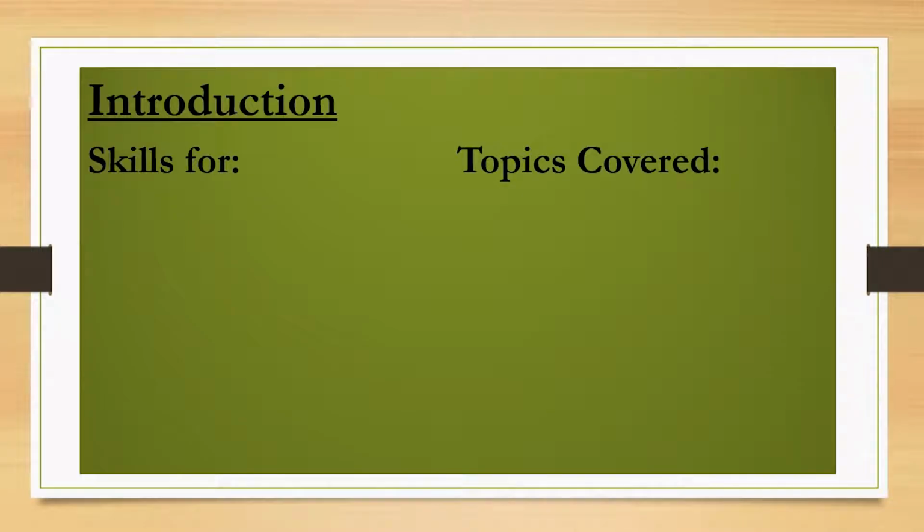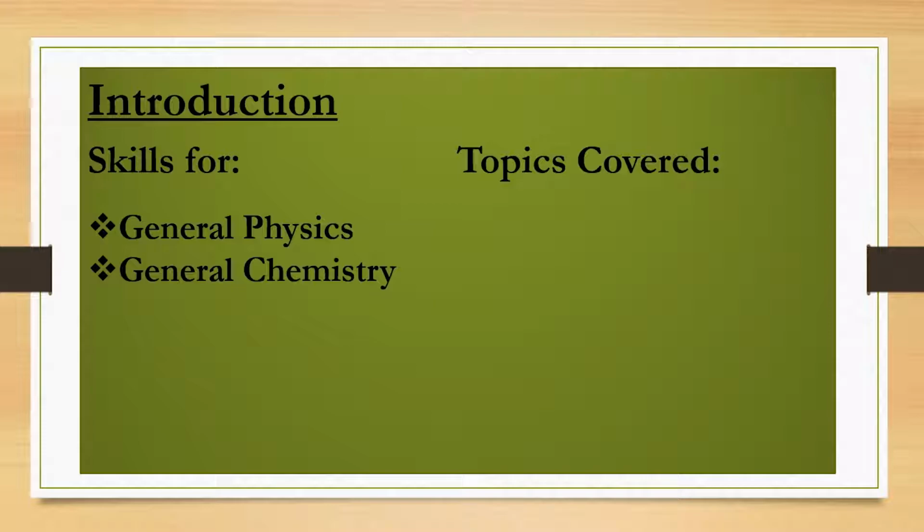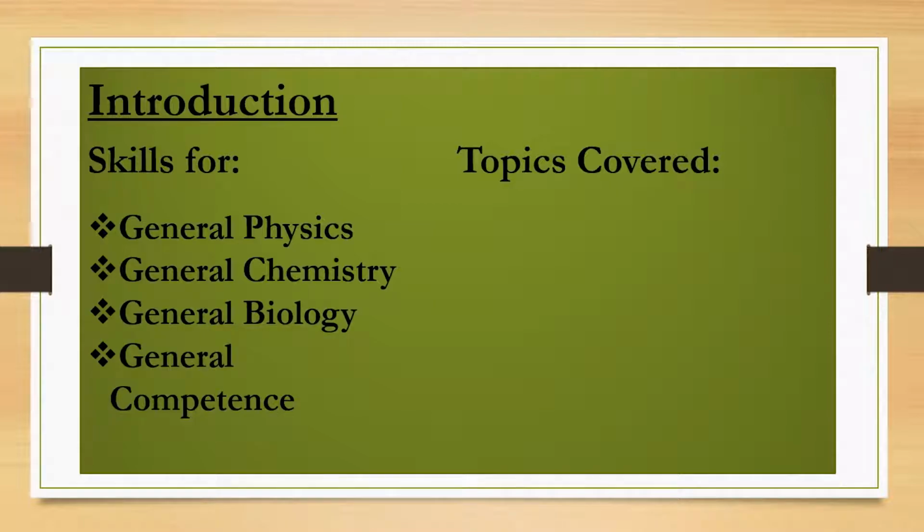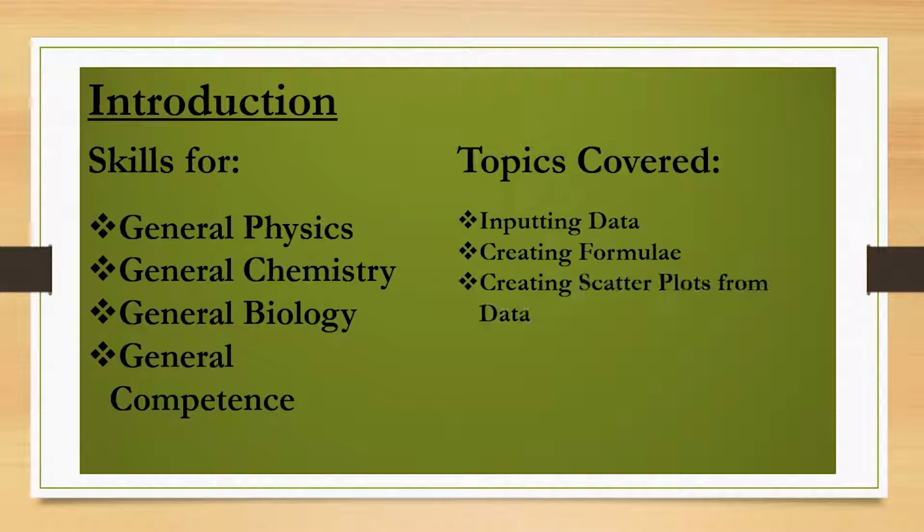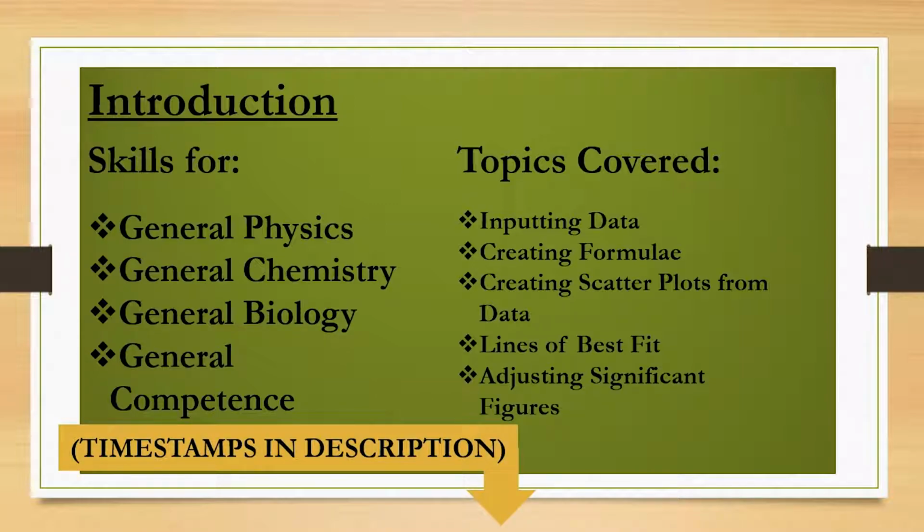your classes. In this video, we will be covering the features of Excel that are vital to producing your lab reports for general physics, general chemistry, general biology, and general competence. These topics include, and are limited to, inputting data, creating formulae, creating scatter plots from data, lines of best fit, and adjusting sig figs. Timestamps for these sections are in the description below, so you can skip around to the sections you need in order to avoid hearing my voice any longer than is absolutely necessary.